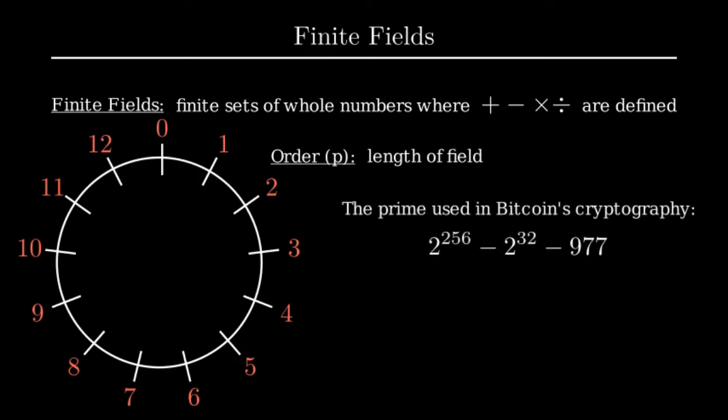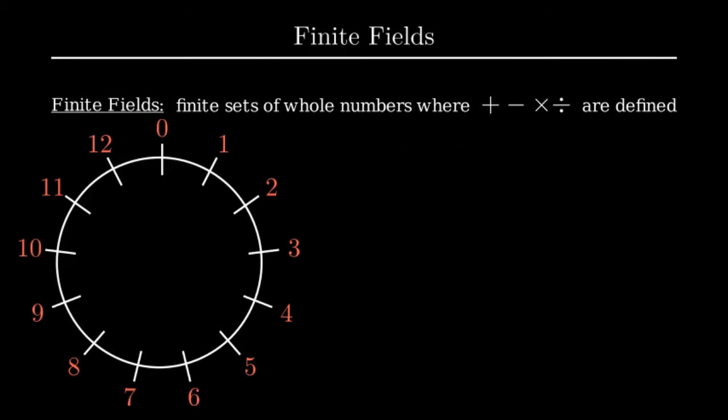The prime number used in Bitcoin's cryptography is rather large. Because it is a field, the mathematical operations of addition, subtraction, multiplication, and division must exist. They will be different from the addition, subtraction, multiplication, and division you are used to, but the same basic behavior you are familiar with still applies.